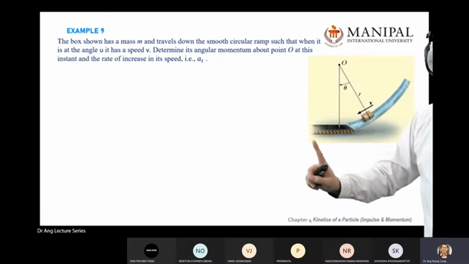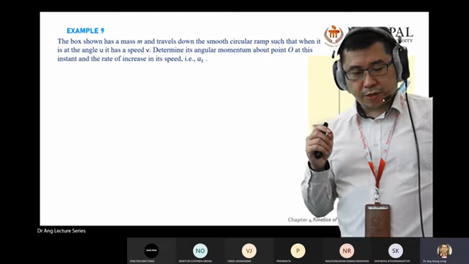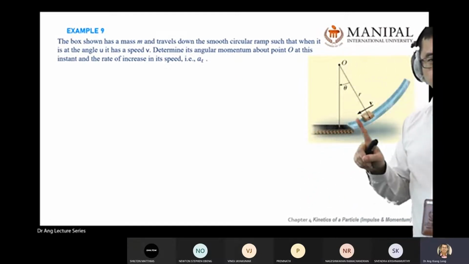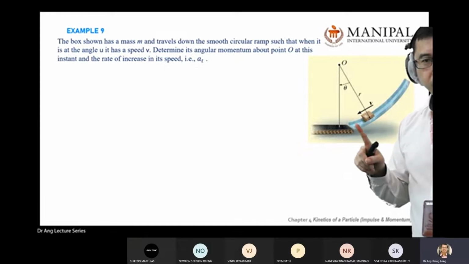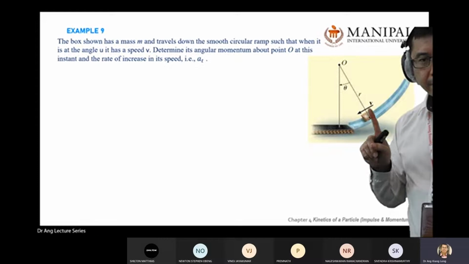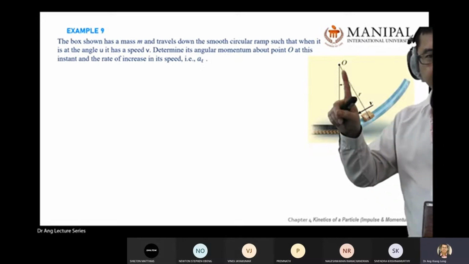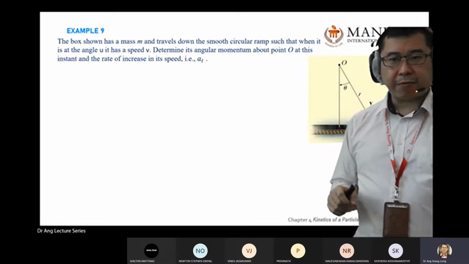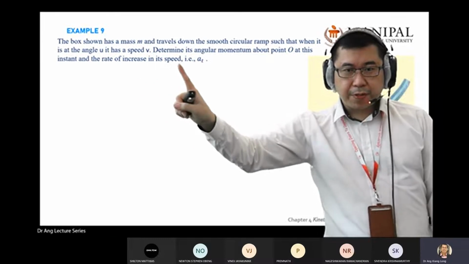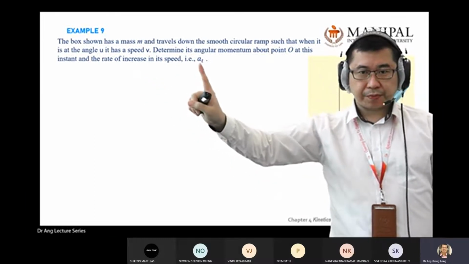Where is the angular momentum? Angular momentum you see as MOM, moment of momentum. So you need to convert this one into momentum. Again, what is momentum? Mass m multiplied by v gives you momentum. Momentum multiplied by R gives you the MOM, the angular momentum. Rate of increase of speed and so on, you need to find the acceleration.